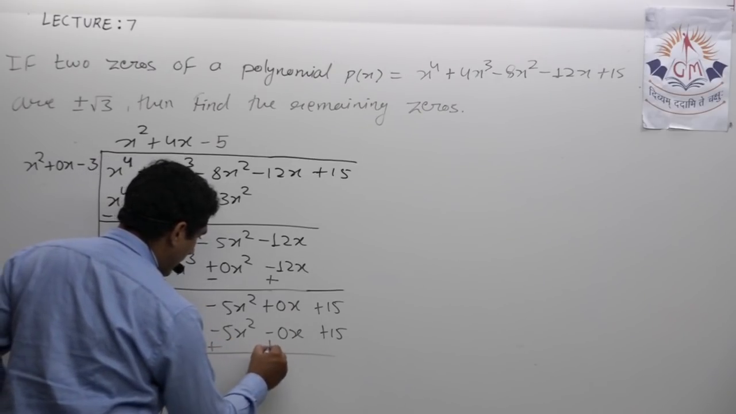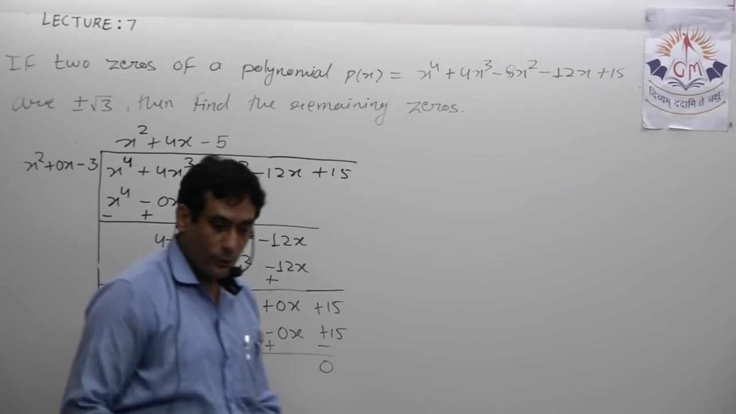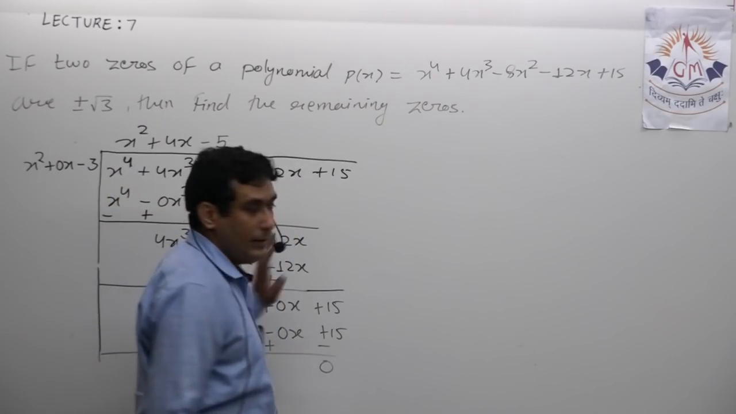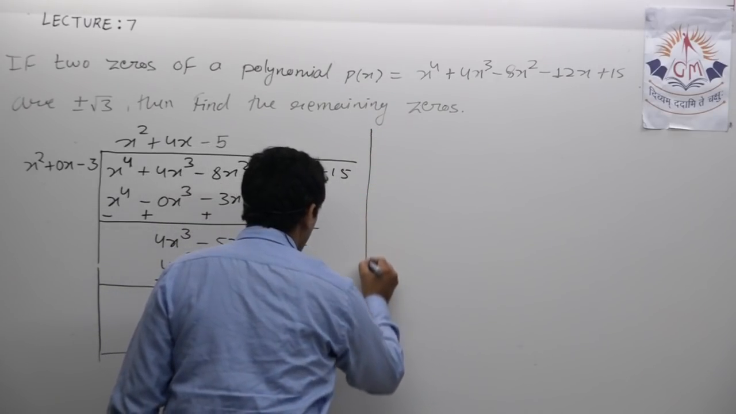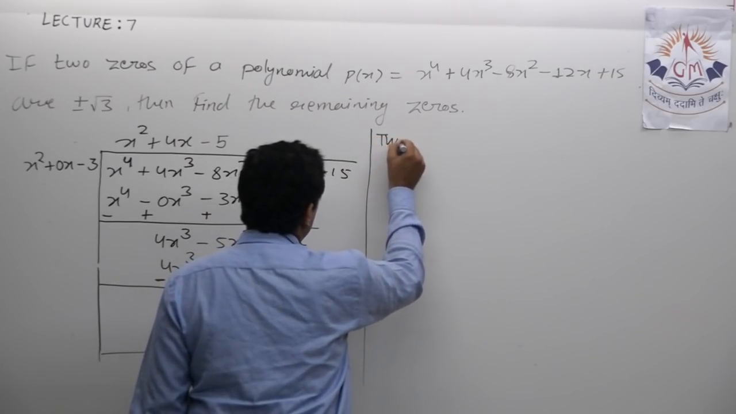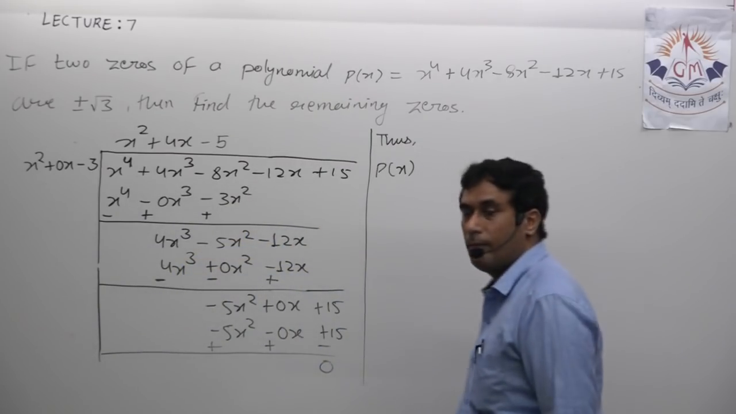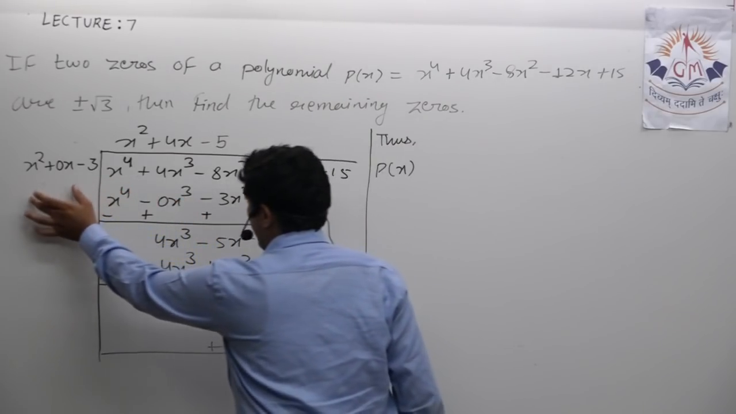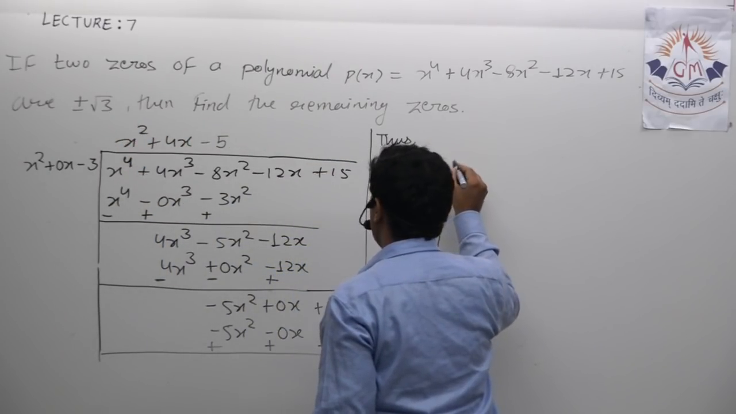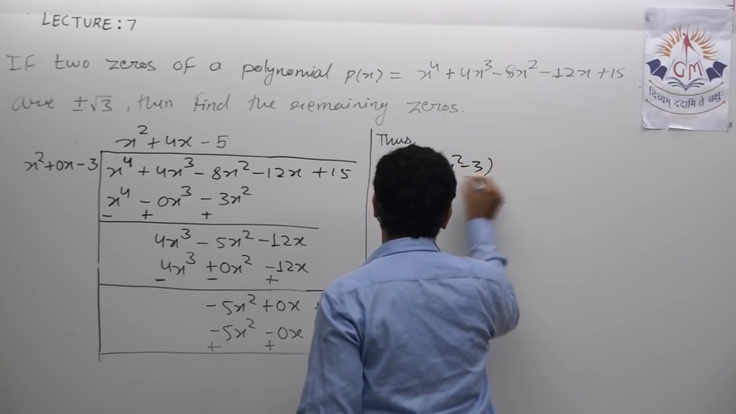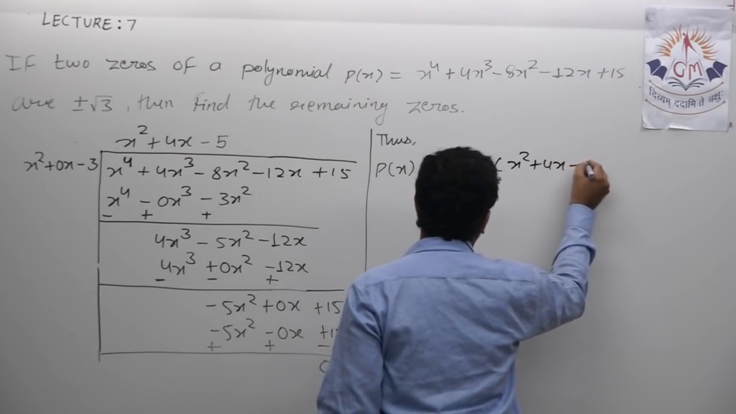So ultimately I got the remainder as 0. That should be 0 because x square minus 3 is a factor of the given polynomial. So by the division algorithm I can write p(x). What does the division algorithm say? The divisor multiplied by the quotient is equal to the given polynomial. So p(x) is equal to (x square minus 3) multiplied by (x square plus 4x minus 5).